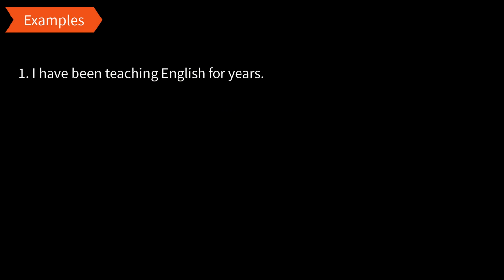I have been teaching for years. That's true. So in this example, have been teaching is my verb phrase. Have and been are helping verbs and teaching is the main verb. So together it becomes the verb phrase, have been teaching. Let's look at the next example.